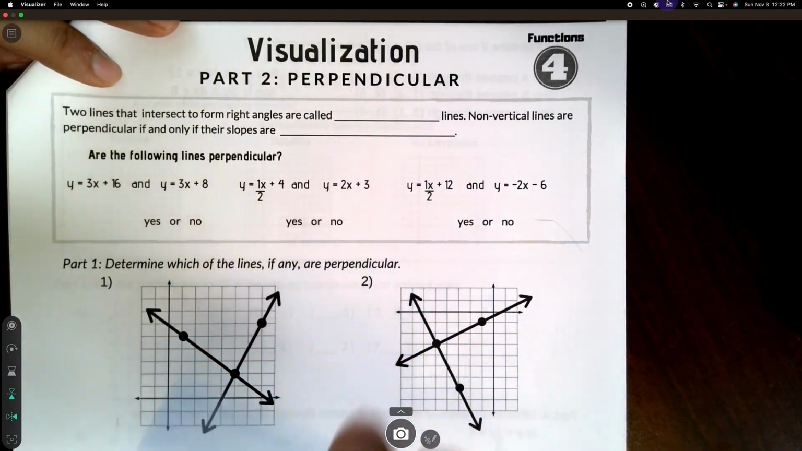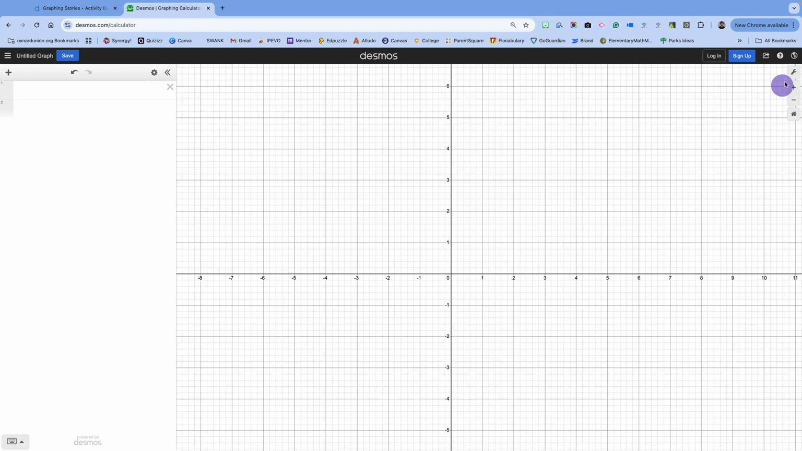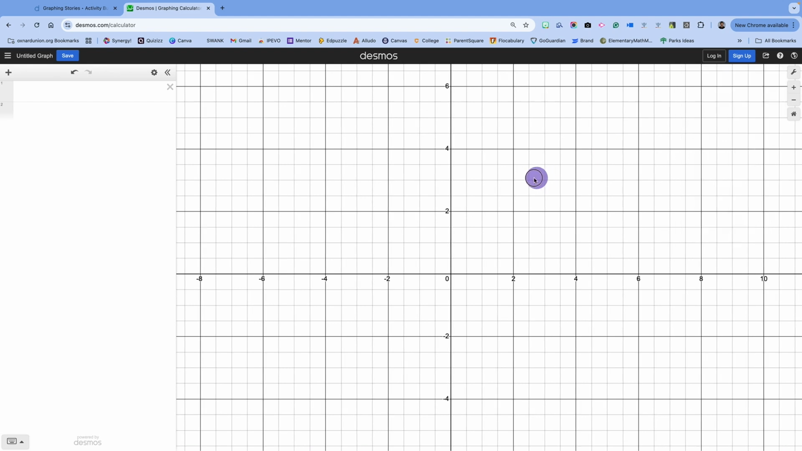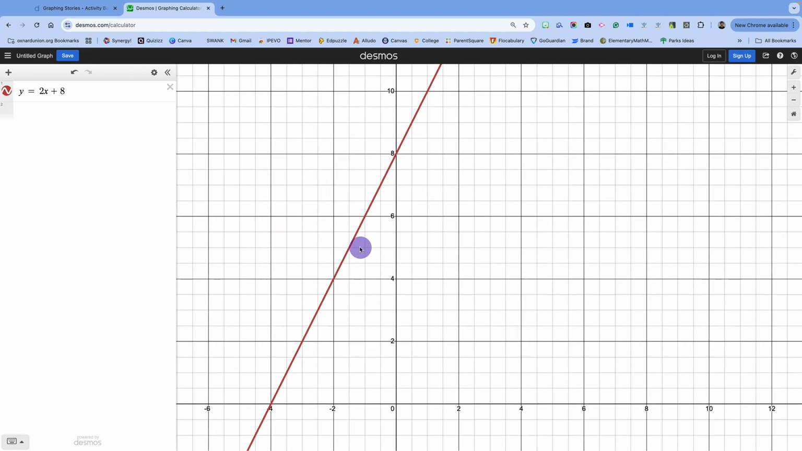Let's see. Before we go on to this section, I'm going to go ahead and just open up a program called Desmos Calculator. All right, so here is the Desmos Graphing Calculator. I'm going to make these bigger so it's easier to see. I'm going to type in basically what we just did. So y equals 2x plus 8. Okay, here's the line.